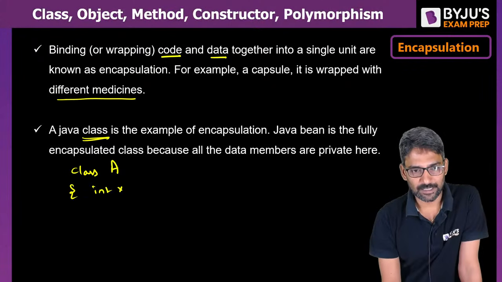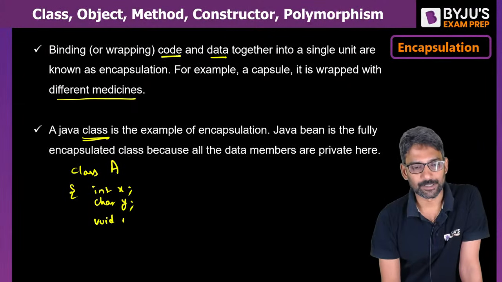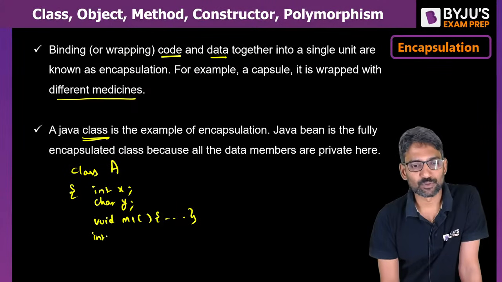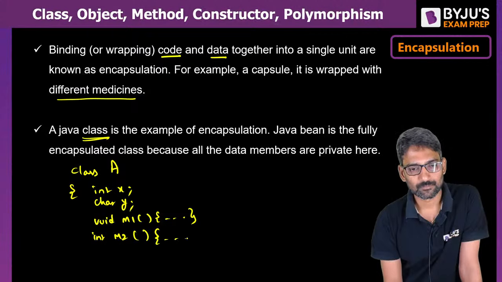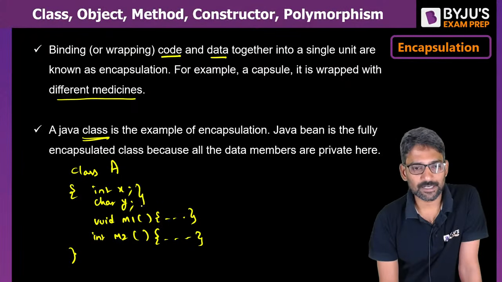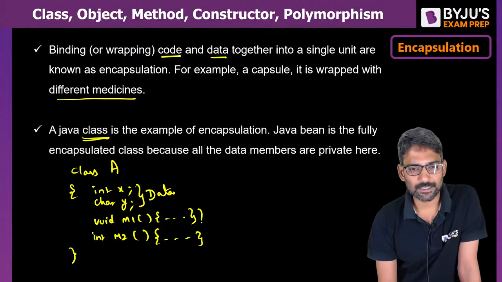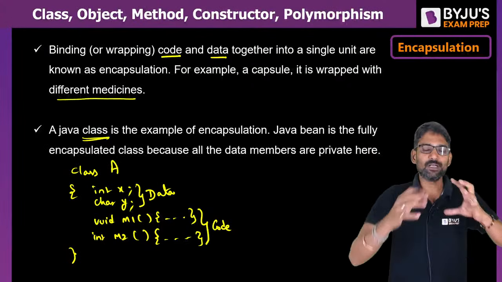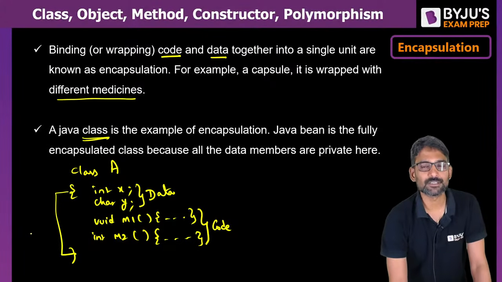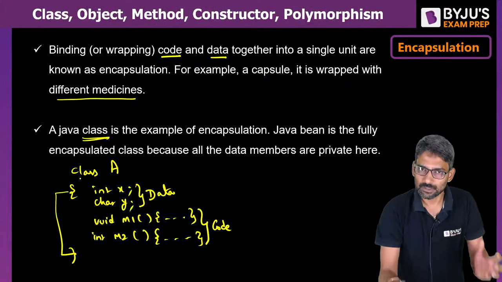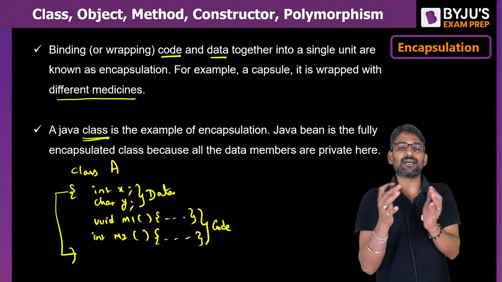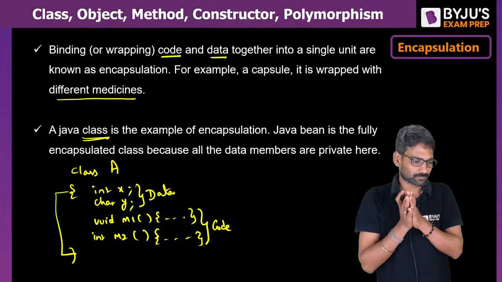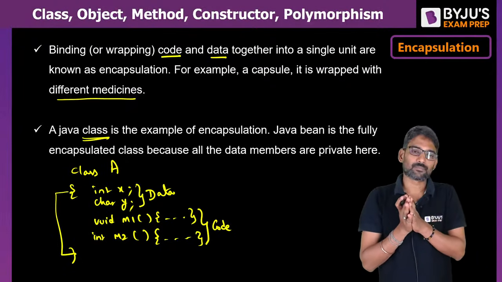Data members like int x I have written, char y I have written, void m1 I have written, int m2 I write. So this is data member and this is code. Data and code you have placed in one single block. So this is class. This is what encapsulation says: binding data and code together. Got it?